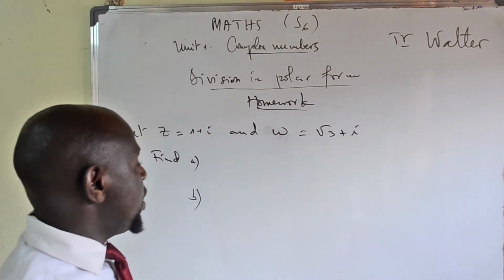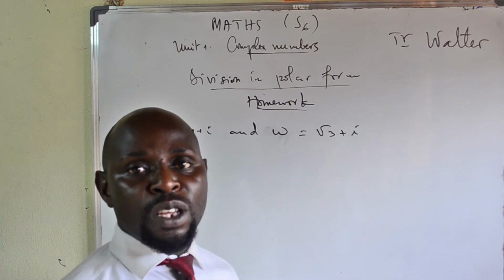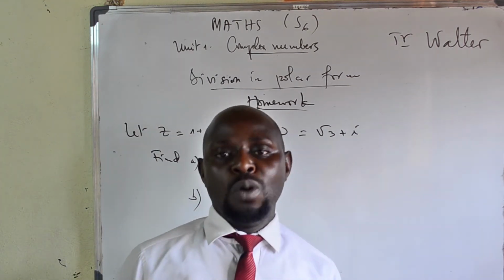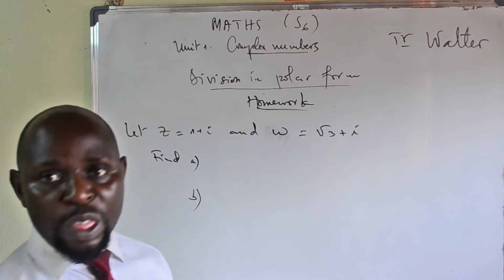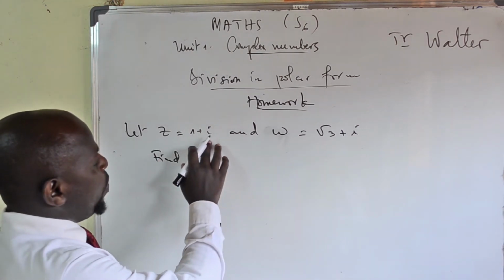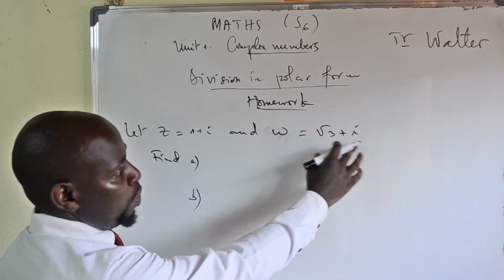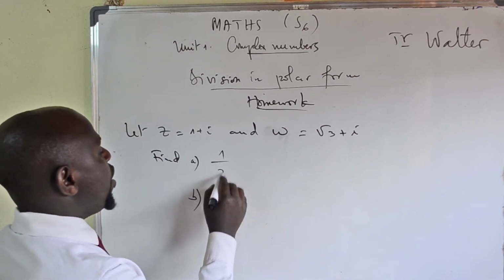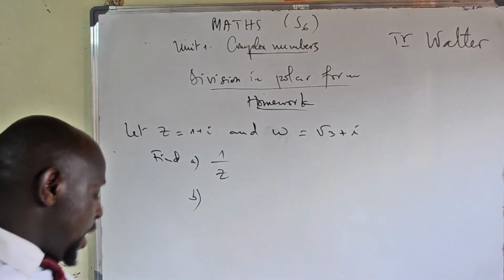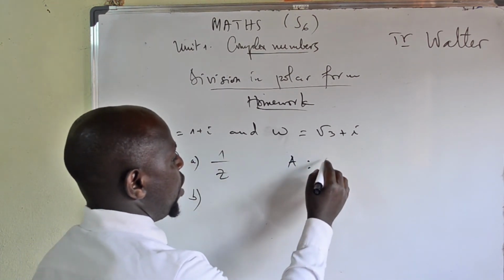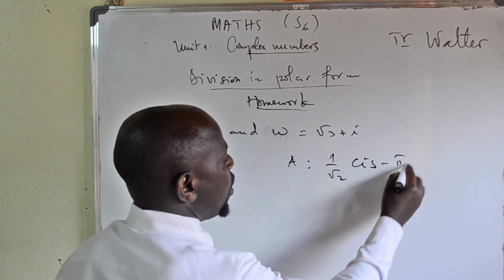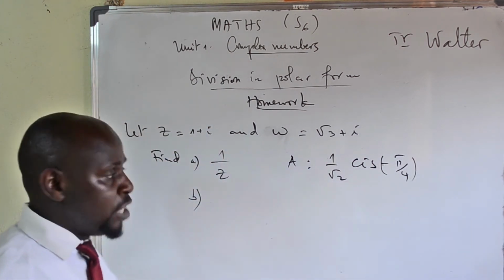So, ladies and gentlemen, after seeing the formula we use to find the inverse of a complex number in polar form, and the formula we use to find the quotient between two complex numbers in polar form, I will leave you with a small homework. We have z equal to 1 plus i, and w equal to square root of 3 plus i. I will ask you to find 1 over z, which is the inverse of this complex number z. For this one, if you reach the result 1 over square root of 2 cis of negative pi over 4, you are right, and you should congratulate yourself.